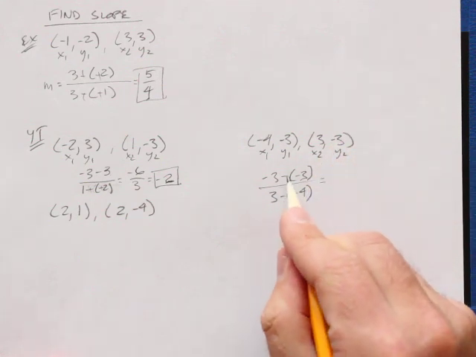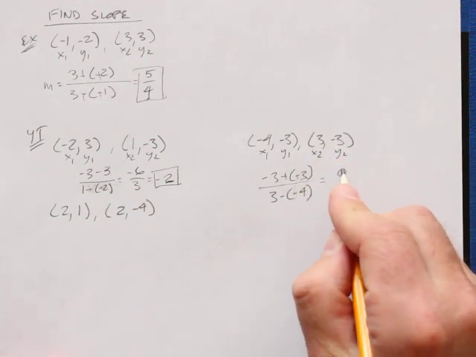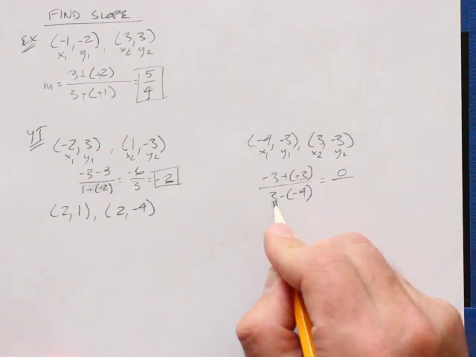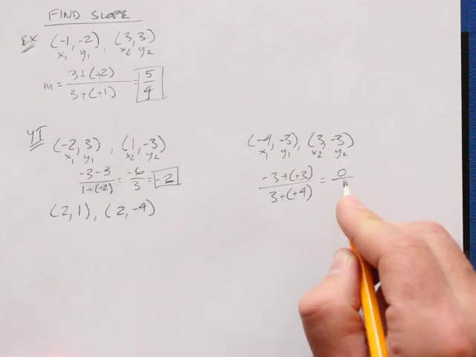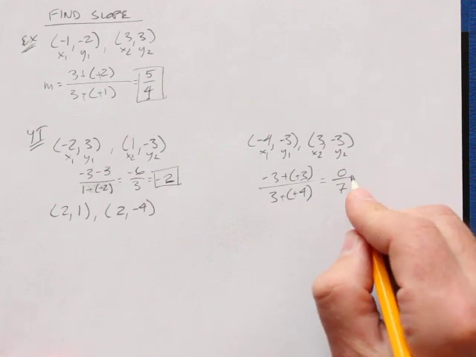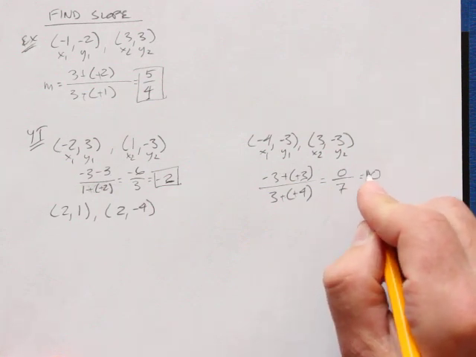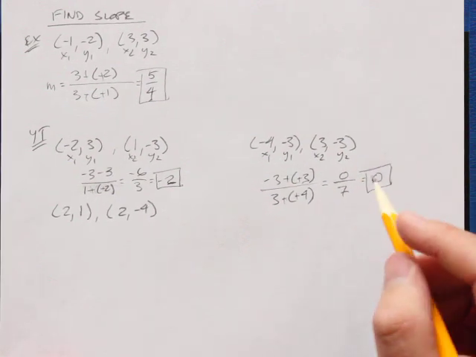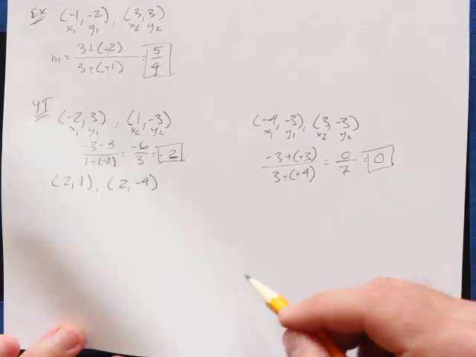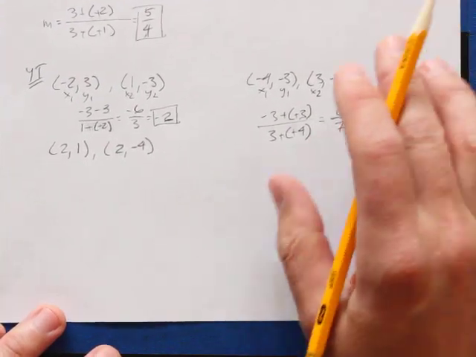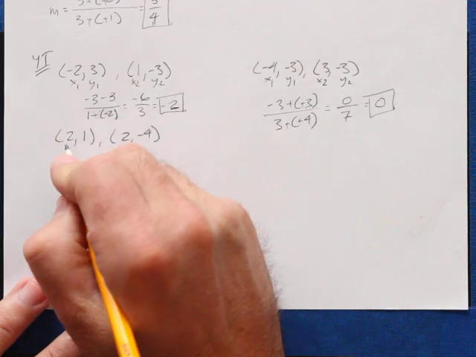So up on the top, I've got -3 plus 3, which is 0, and 3 minus a -4, so that's 3 plus 4, which is 7. 0 over 7 is just 0. So the slope is 0, and we're going to look at what that looks like down here at the bottom of the page in just a minute. But let's look at this last one first.